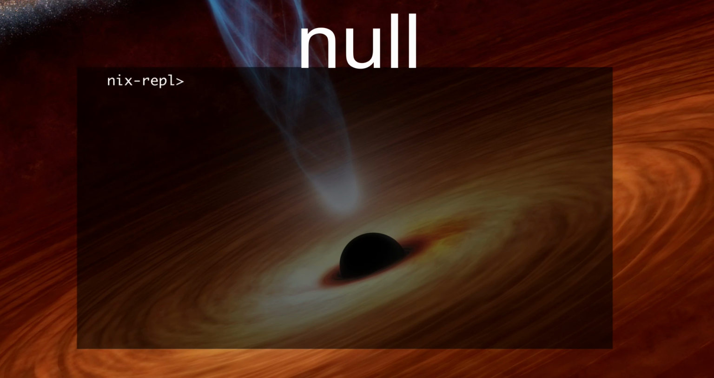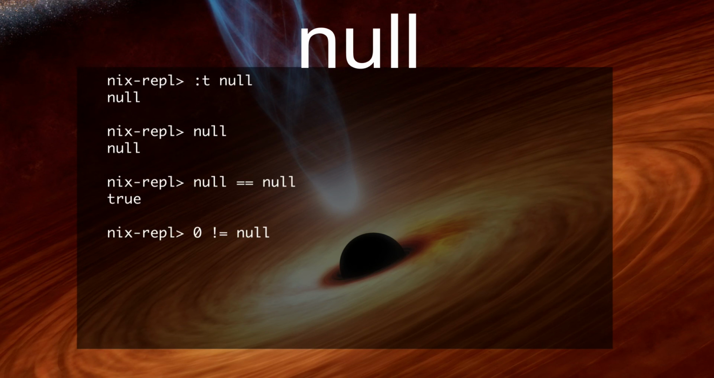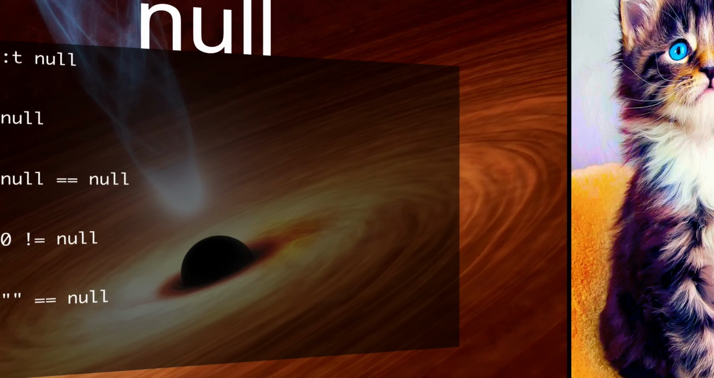The final simple value that Nix supports is null. It has the type null, and the only value is null. The equals and not equals operators support the null type. Note that unlike some languages, the empty string is not equal to null.